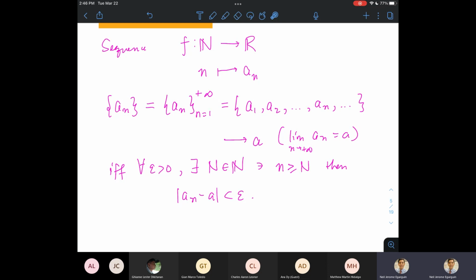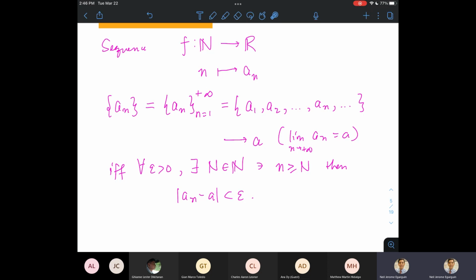So if there is no real number to which the sequence will converge, then we say that that sequence is a divergent sequence. All right. But of course, we are more interested with convergent sequences. All right. So yun yung titingnan natin. And we looked at some specific cases of sequences last time. Nag-prove tayo using the definition.